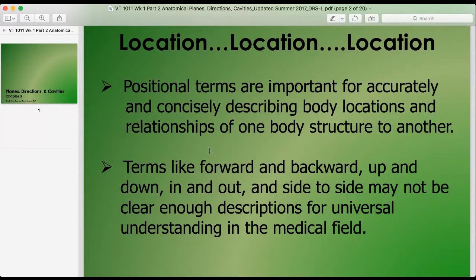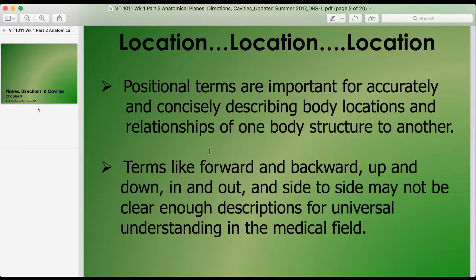So in medical terminology, location is really important, and we need to build a unified way of explaining our animals' terms as we work with each other in any kind of restraint situation. So it's important that the positional terms are accurate and concise for describing all of our body locations and relationships from one body structure to another. So we start off looking at this chapter even before we start breaking apart medical terminology terms, because it's important to start building a common universal way of describing the areas and the positioning of our patients.